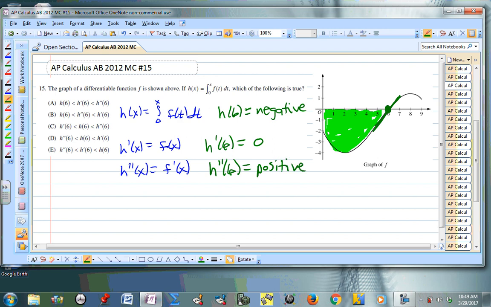So we can put these in order. The negative is the least, 0 is in the middle, and the positive is the greatest. So even without finding exact values, we could rank these in order. And you could tell that the order that matches our work is option A. h of 6 is less than h prime of 6, which is less than h prime prime of 6.